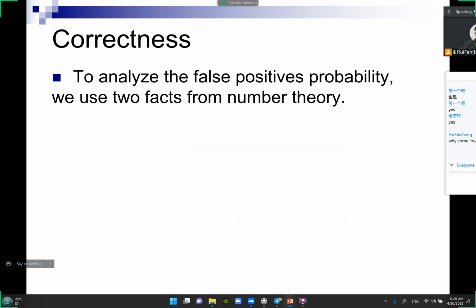I think our class is actually supposed to end at this point. So next time we'll continue with this analysis. We'll analyze the false positive probability, and we'll see how large we need to make p to make this probability not be too large.